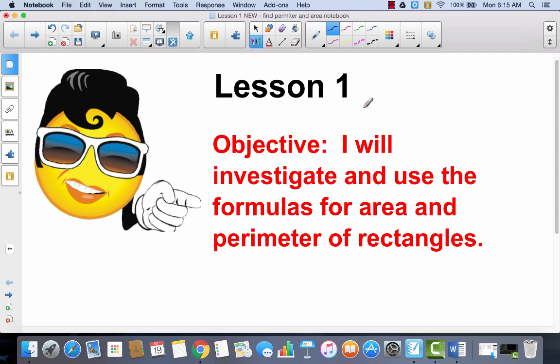Lesson 1, I will investigate and use the formulas for area and perimeter of rectangles. So when you were in 3rd grade, you talked about the area and the perimeter of a rectangle. And today you're going to be investigating, which means you're going to be figuring out some formulas and using those to find the area and the perimeter of rectangles.